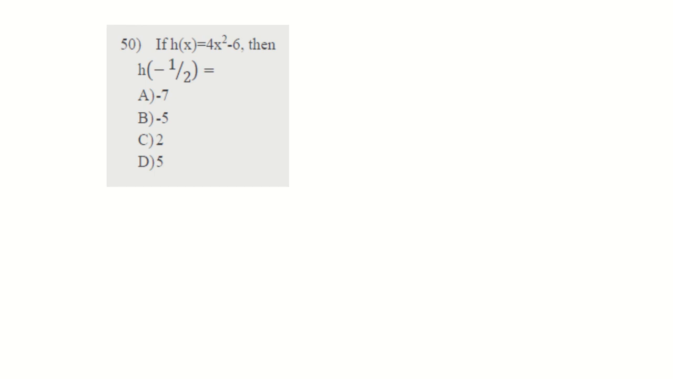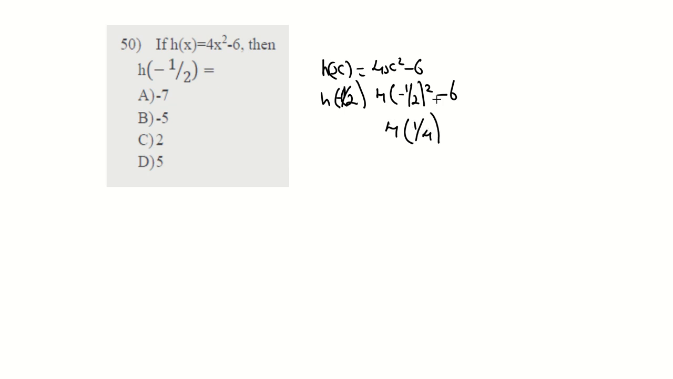Right, number 50, when h of x is equals to 4x squared minus 6, then h of -1 over 2, that means that x is equals to -a half. So that's 4 by -a half squared minus 6. So that is 4 by a quarter, minus 6. 4 by a quarter is 1. 1 minus 6 is -5. So the answer would be B.